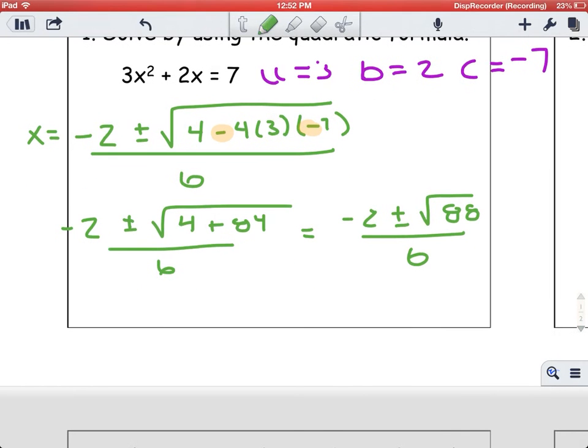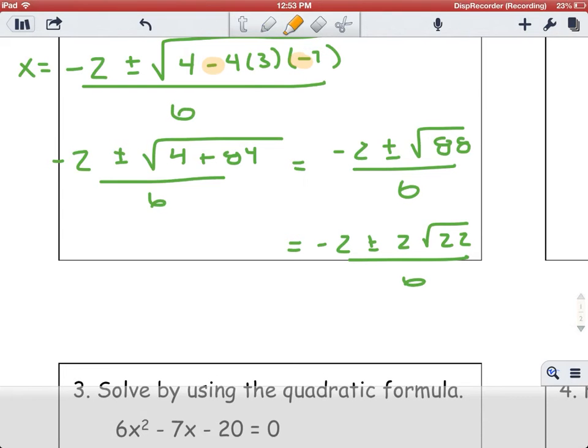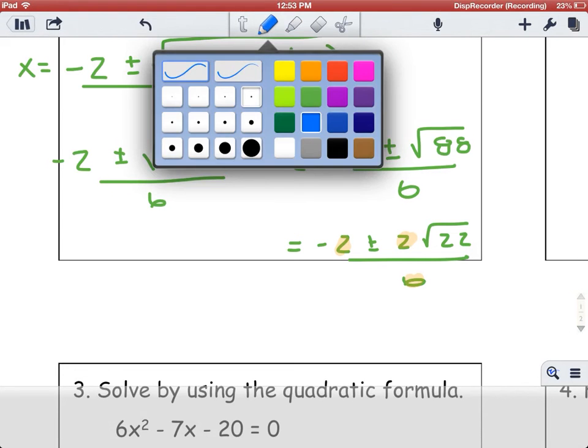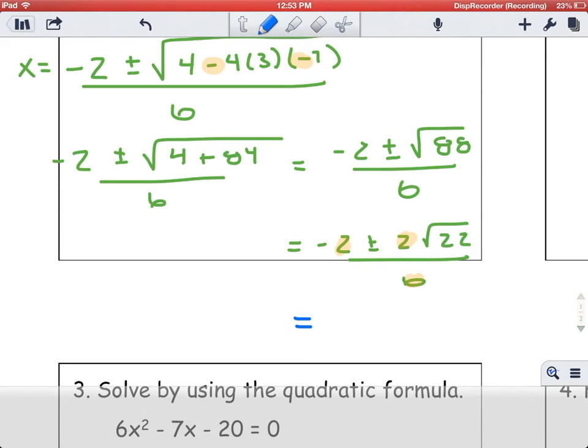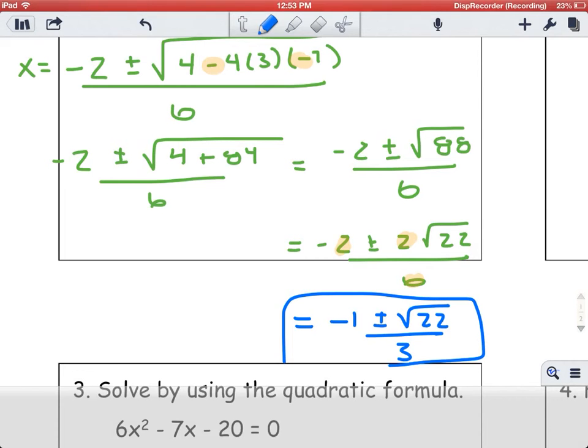And then the square root of 88 can be broken down, and so we can take a 2 out, leaving 22 inside, and then we can cancel each of these three numbers. So our final answer is going to be -1 plus or minus the square root of 22 all over 3.